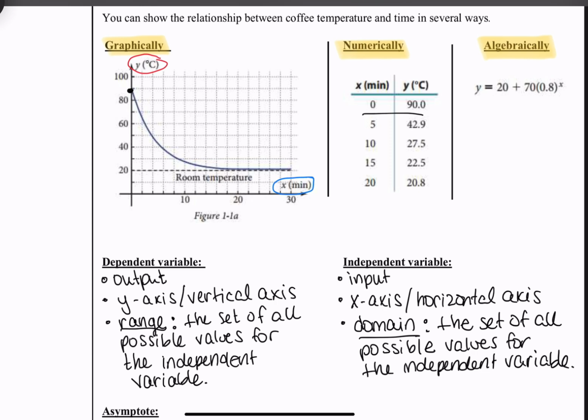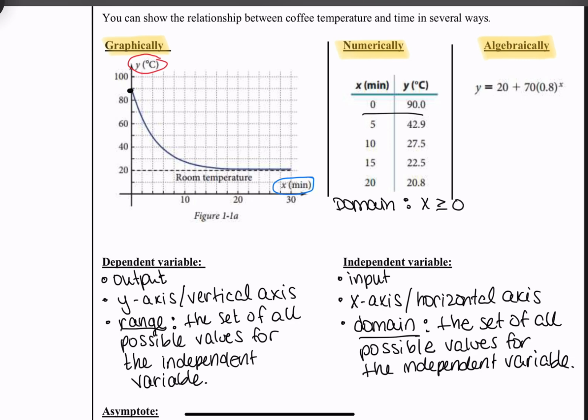And then moving towards the right, on this graph it's 30 minutes, but could that cup of coffee sit there even longer? It could. There's not an arrow at the end of this graph, so you could potentially identify our domain as being between 0 and 30, or you can just say that x can be greater than or equal to 0.